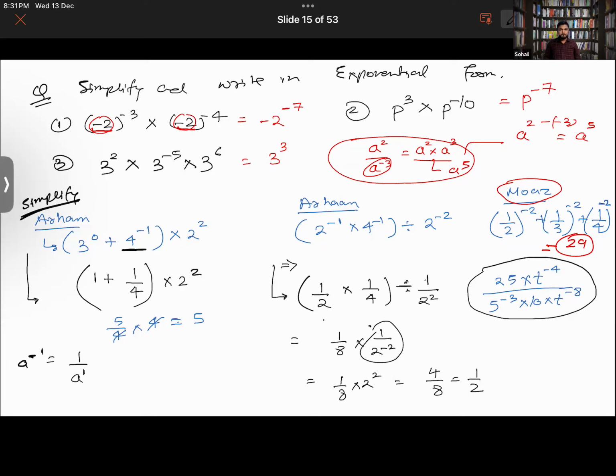Okay, so 2 into 5. No, it should be only 2. Only 2 should come in the denominator. Okay. Anyways, I would be giving few more questions like this, so that you guys get to practice. Okay, sir. So we will be leaving here and then continue from next class. Okay, now.